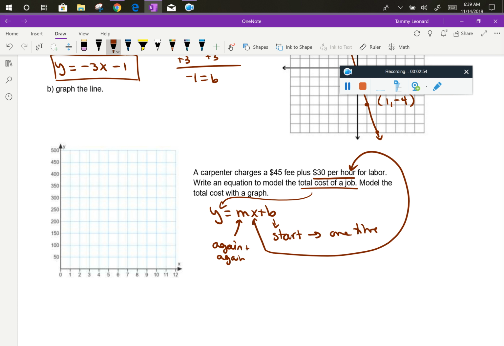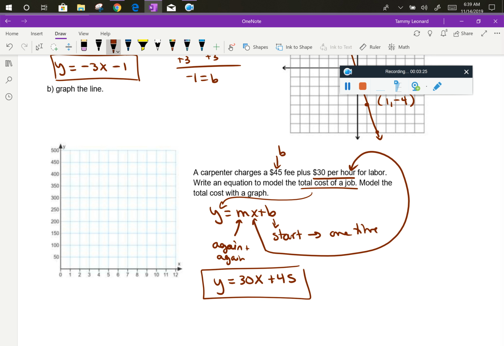So that's the amount that happens one time, which means it's our y-intercept. Because no matter how long the carpenter works for, that $45 fee will be in place. And then for each hour of labor, another $30 is charged. So 30 times the number of hours plus the $45 fee will give us the total cost of the job. That's the equation that models the scenario.